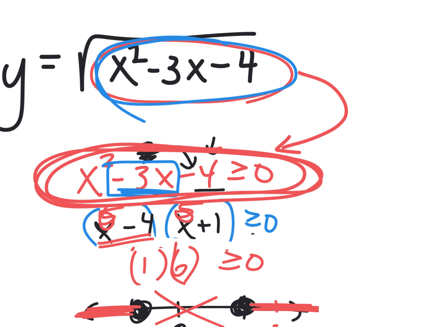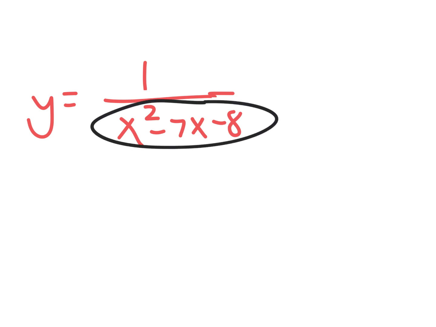All right. Here's another one. y equals 1 over x squared minus 7x minus 8. Now, do I have to worry about negative square roots on this problem? No, there isn't even any square roots. Do I have to worry about the bottom becoming 0? Yeah, that's the whole point. If the bottom could become 0, then 1 over 0 wouldn't exist.